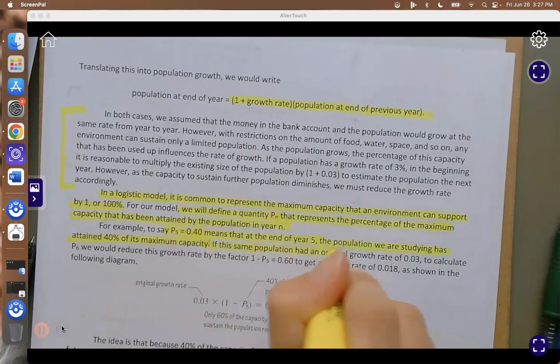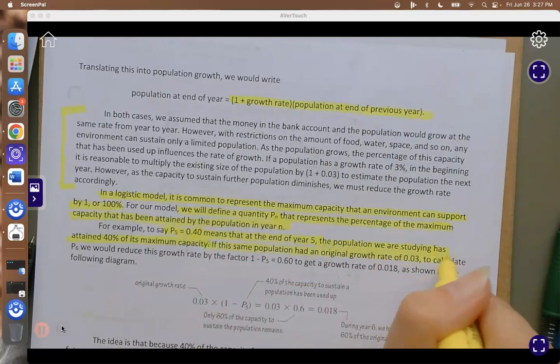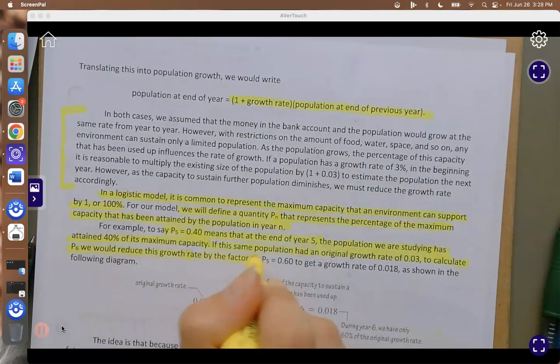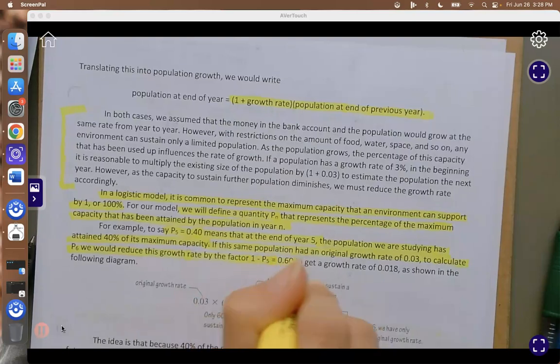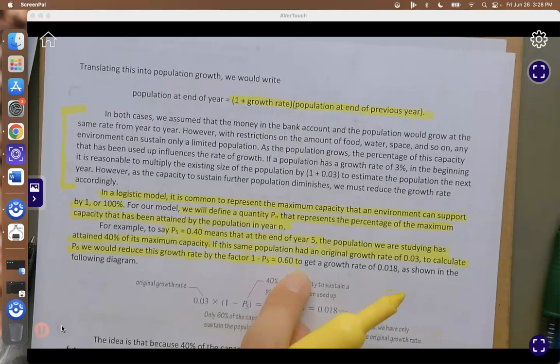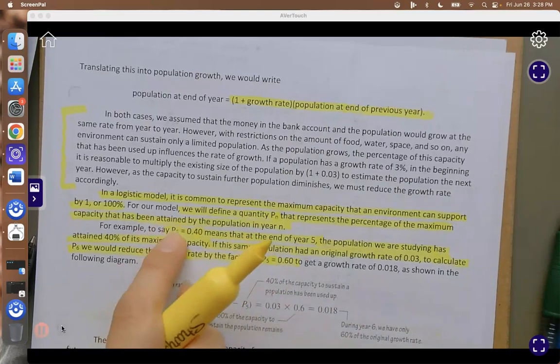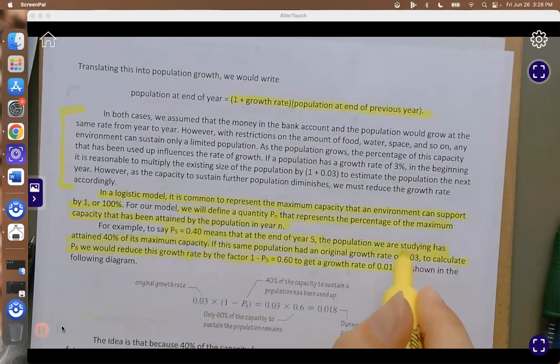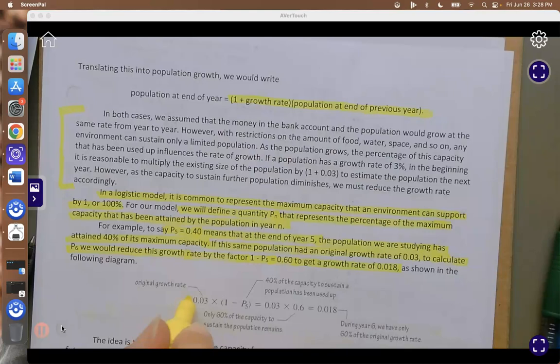If this same population had an original growth rate of 0.03, to calculate P of 6, we would reduce this growth rate by a factor of 1 minus P of 5, which equals 0.60, because we would do 1 minus the previous year's amount, to get a growth rate of 0.018 as shown in the following diagram. So you do 0.03, which is the original growth rate, times 1 minus the previous year's. Okay? So we would get this.